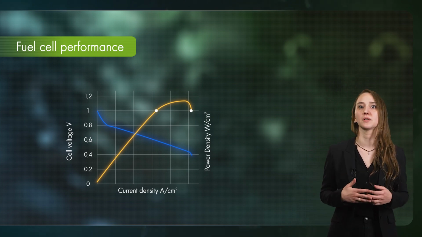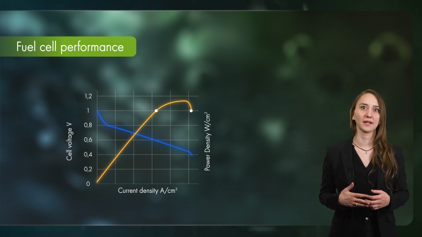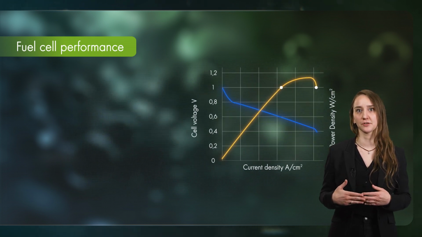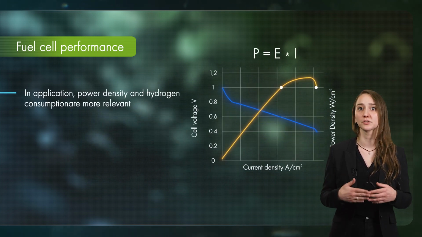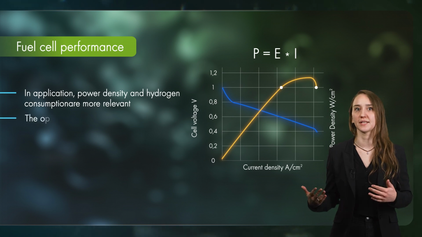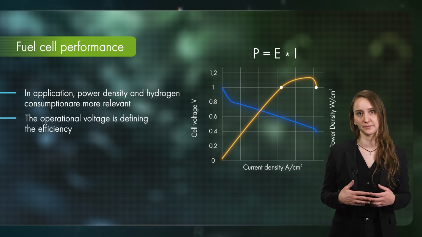Let's start with the power itself. It is quite easy to calculate for each point in the polarization curve, as it is simply the voltage multiplied by current, or current density if we're interested in the power density.